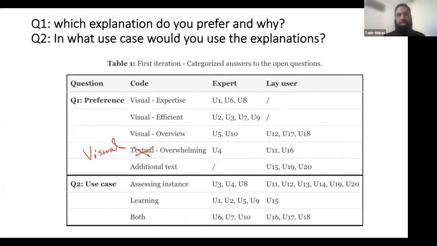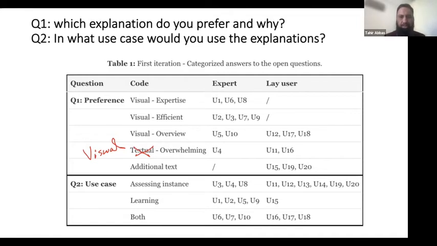So that's why they prefer the visual explanation, while others prefer visual explanation because they thought that it is more efficient. They can easily find the information that they're looking for, while some of them prefer visual explanation because it gives them a quick overview of the information.